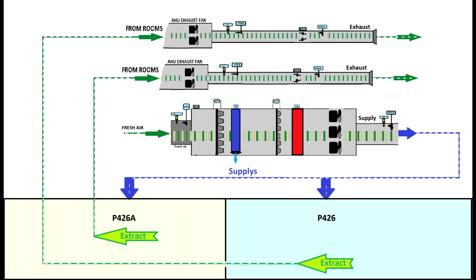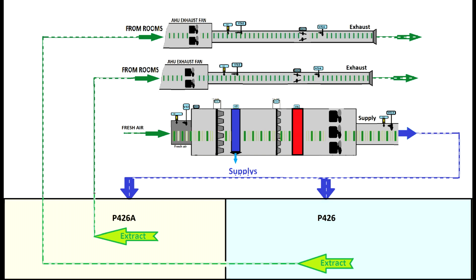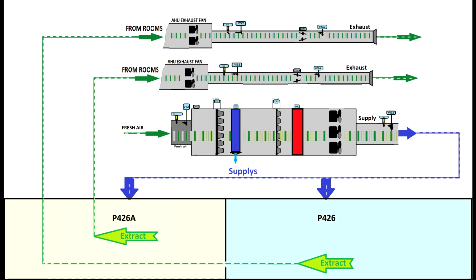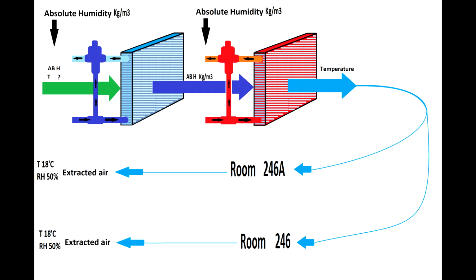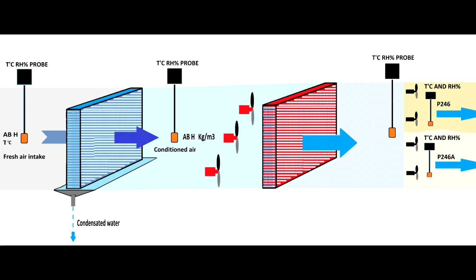So you have 2 heat exchangers in this case, 3 motors on the supply, and you have 2 extract fans. Each of them has 2 motors. We try to control the absolute humidity, the temperature, and the pressure. Now you can see how the air handling unit looks inside.